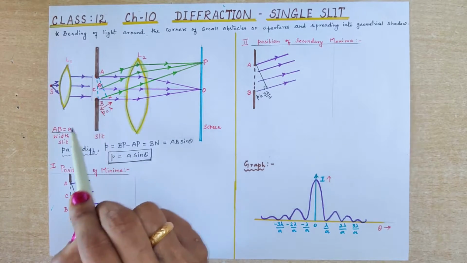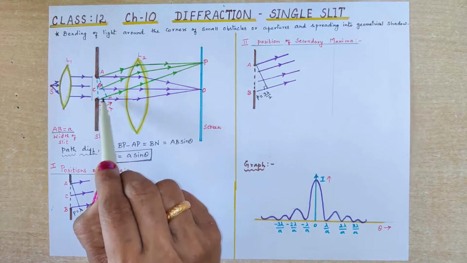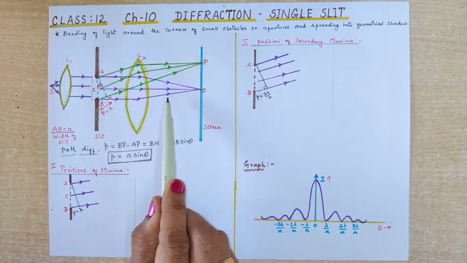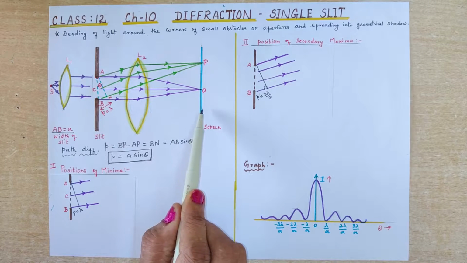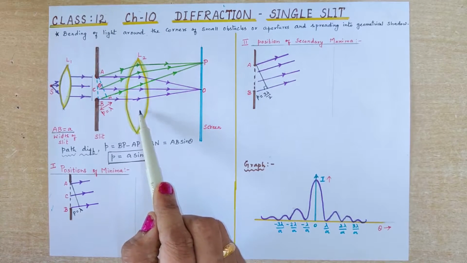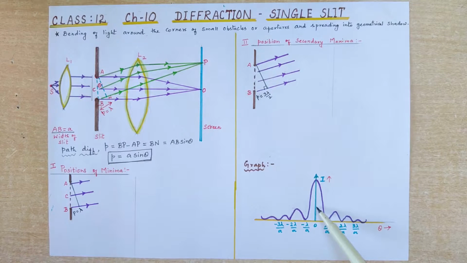The slit AB has a width a and it is a source of secondary wavelets, and these secondary wavelets spread in all directions when reaching the screen here. The secondary wavelets are converged by another lens here, forming a certain pattern on the screen. At the center it forms the central maxima and then the secondary maxima and so on, as shown in the graph. Here this is the intensity distribution.